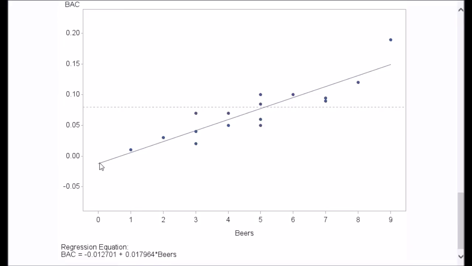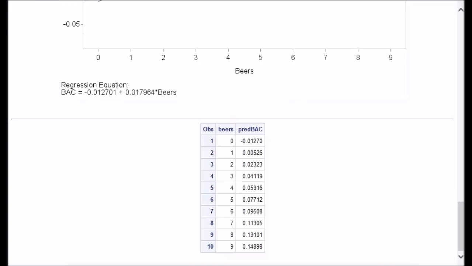And then our estimate of beta 1 is 0.018, and that's the increase that we expect to see between 0 and 1, between 1 and 2, between 2 and 3. For every 1 unit increase in beers consumed, we expect to see a 0.018 increase in blood alcohol content. We can also see that by calculating the predicted values given by this regression line. So what would we expect to see at 0, 1, 2, 3, 4 beers on up?